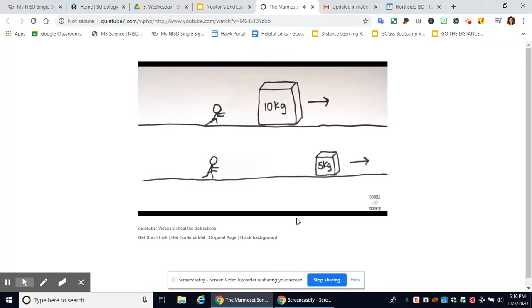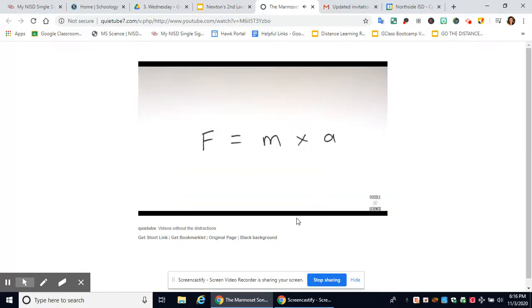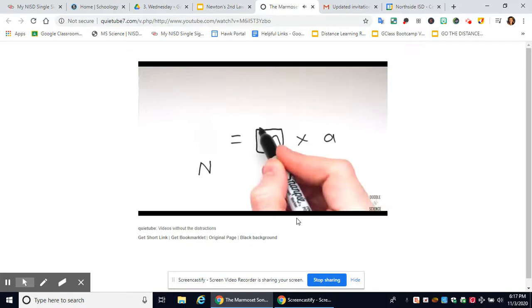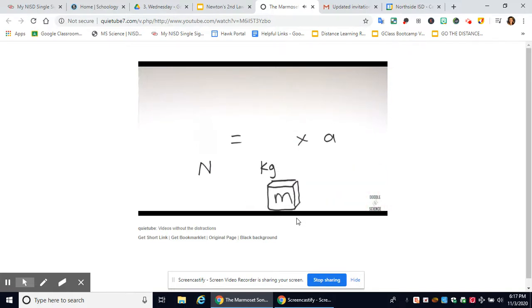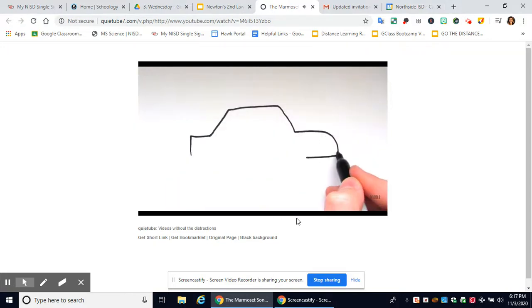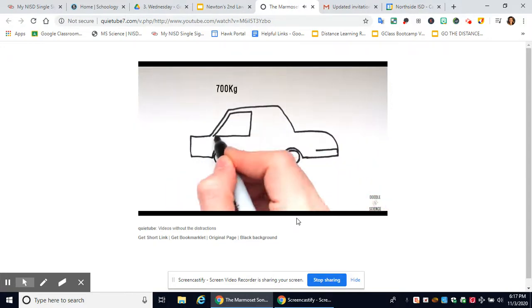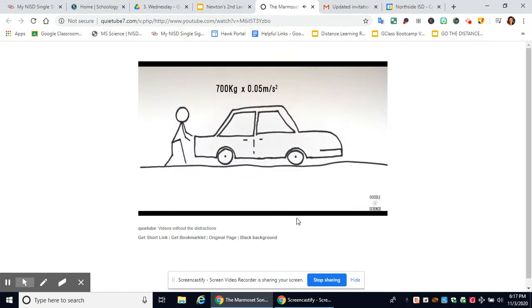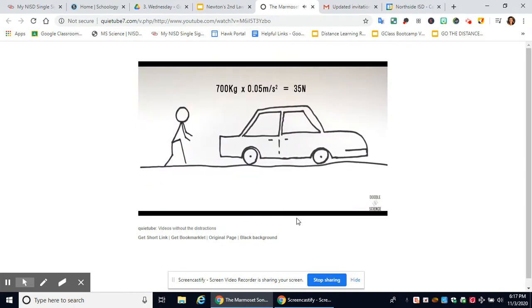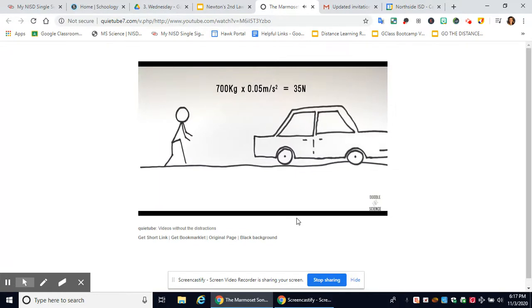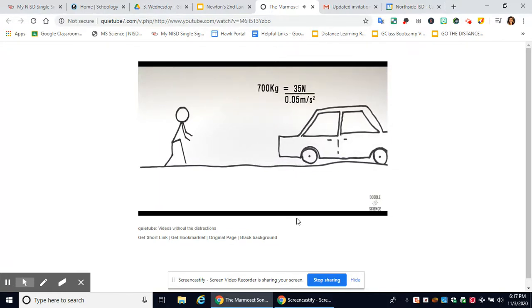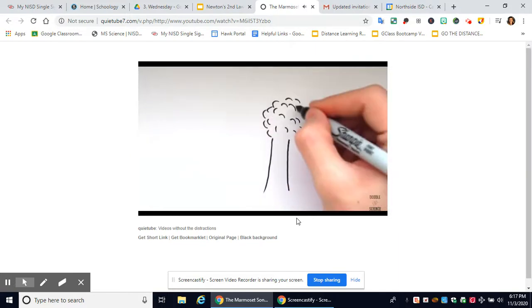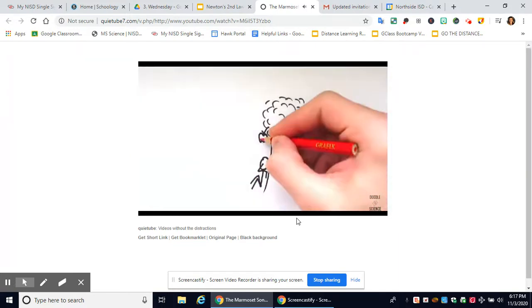The relationship between these variables can be shown by the equation F equals m times a. where F is the resultant force in newtons, M is the mass in kilograms, and A is the acceleration of the object in meters per second squared. For example, if a car has a mass of 700 kilograms and the driver pushes the car with an acceleration of 0.05 meters per second squared, then the force applied was 35 newtons. You can also use the formula to work out the acceleration and the mass. And to leave you with a cool fact, a newton is approximately the weight of an apple.